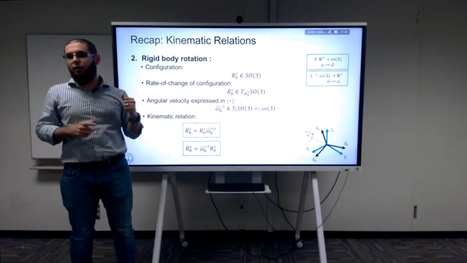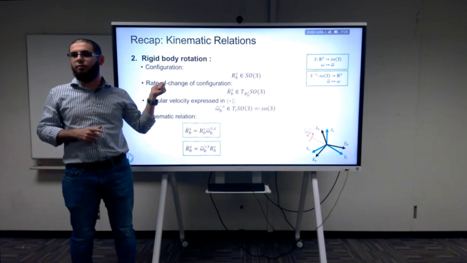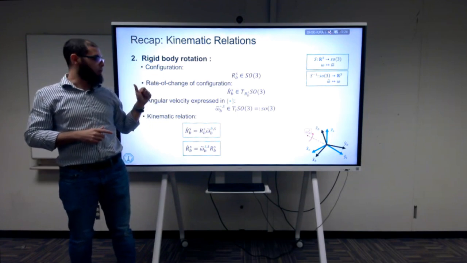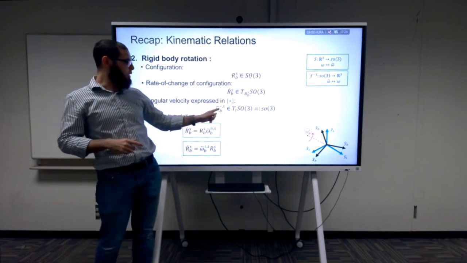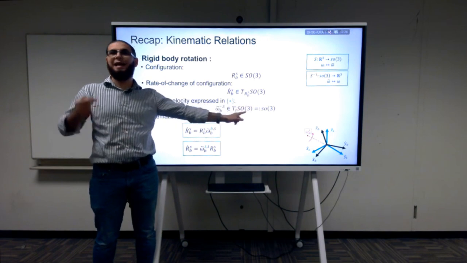Now we can talk about angular velocity. The angular velocity is not the same as the rate of change of configuration. So the angular velocity is not the rate of change of the configuration. The angular velocity is what we call an element of the tangent space of SO3 at the identity.